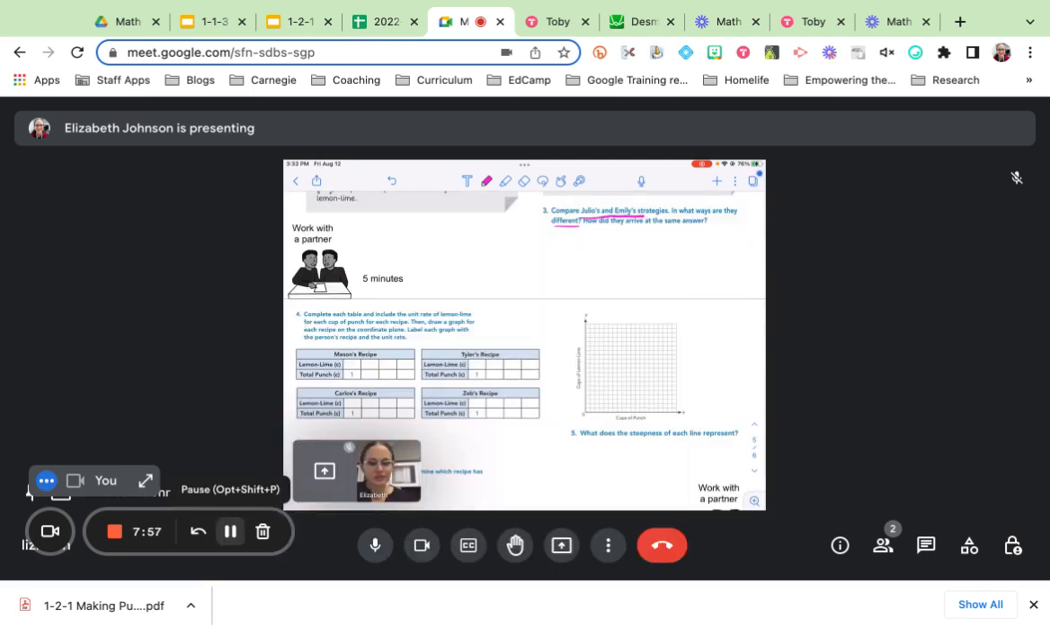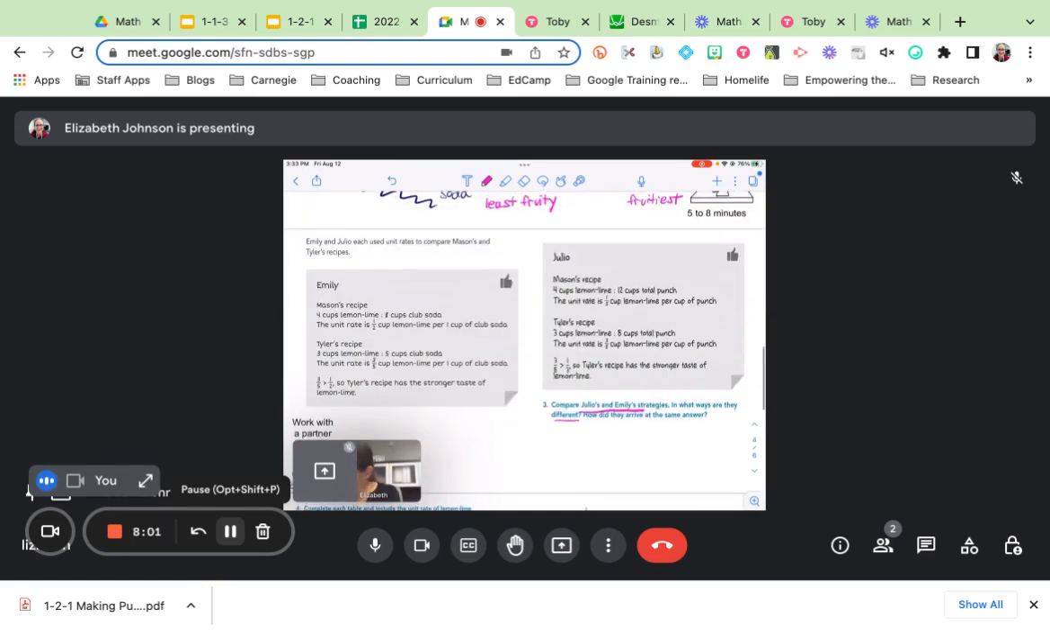So you've looked at Julio's work and you've looked at Emily's work. And hopefully one thing you talked about is that when Emily did her comparison, she compared the lemon lime to each cup of club soda. Julio, on the other hand, compared his lemon lime amounts to each total cup of punch. So he's comparing it to the total punch amount, where Emily's just comparing it to the cup of club soda.